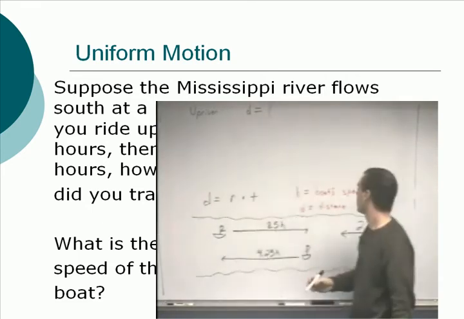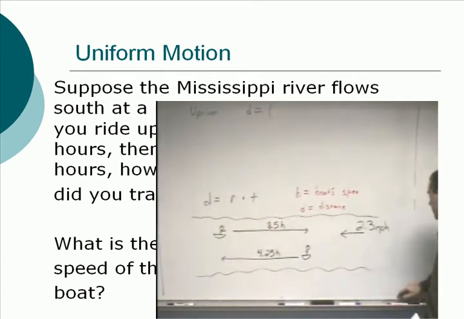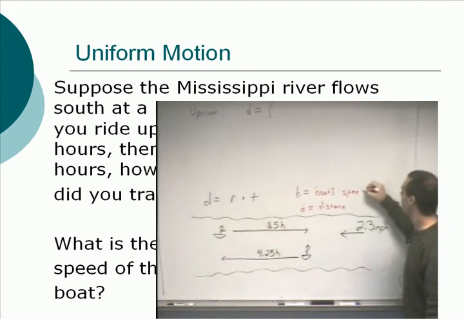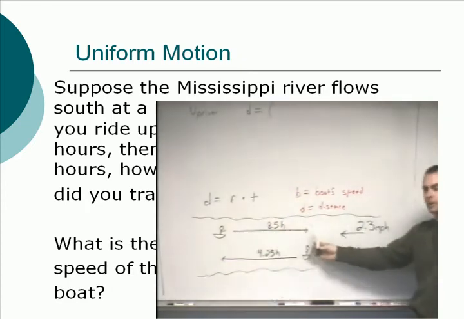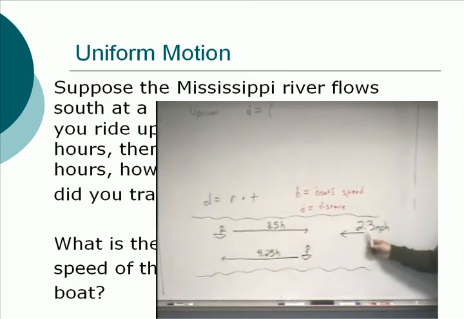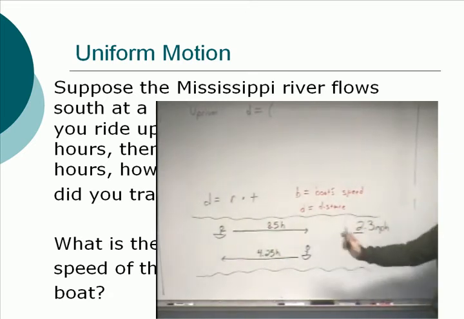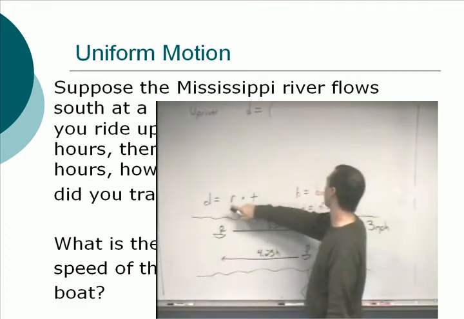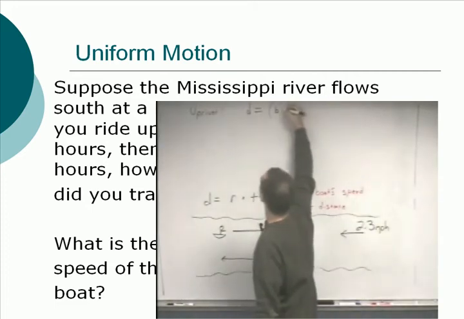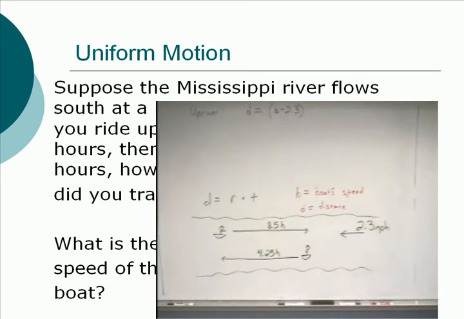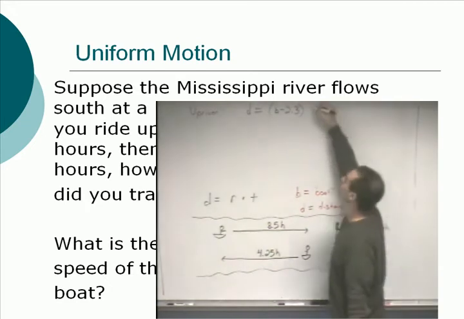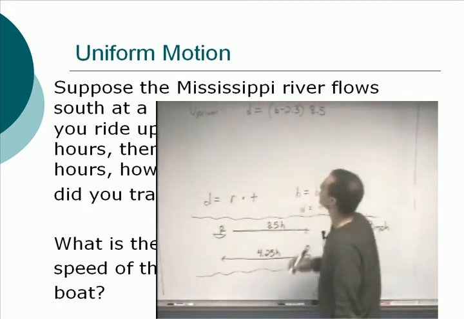now what's our rate going to be? We want to know what the boat's speed is. That's relative to the water. But is the boat going to travel the same speed both ways? When it's going upriver, what have we got to do to account for the current? Take 2.3 miles per hour off because the current's pushing it back. So our rate going upriver will be B minus 2.3. That's our rate going up the river. And the time going up the river? 8.5. There's one equation.